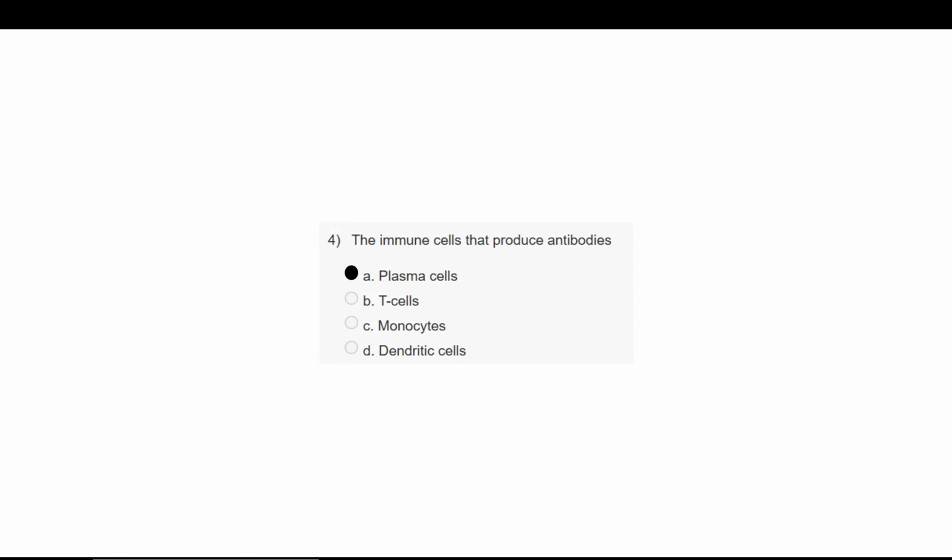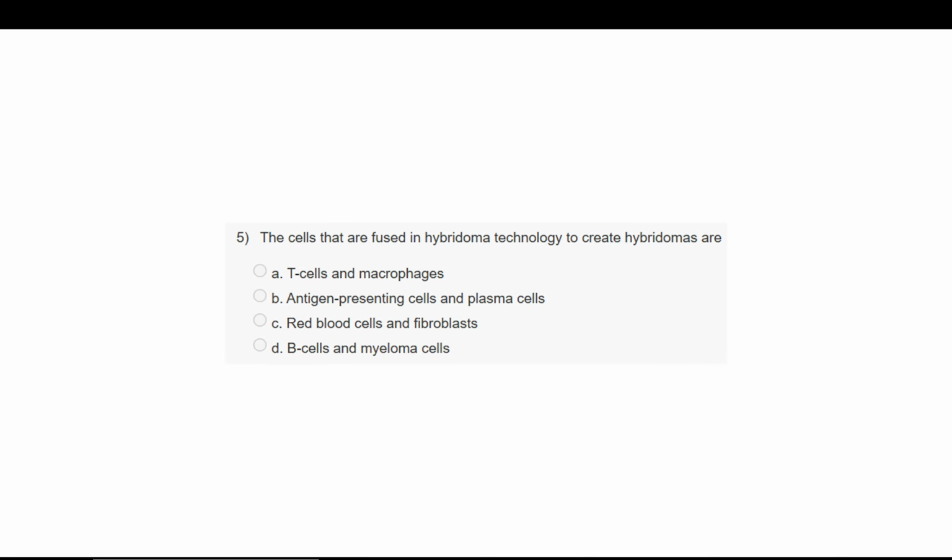Monocytes can, depending on the situation, differentiate into macrophages. Dendritic cells are another type of antigen presenting cells. They also phagocytose and then present the antigen.